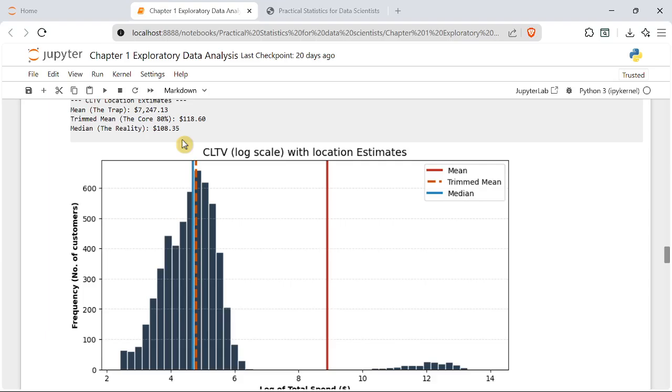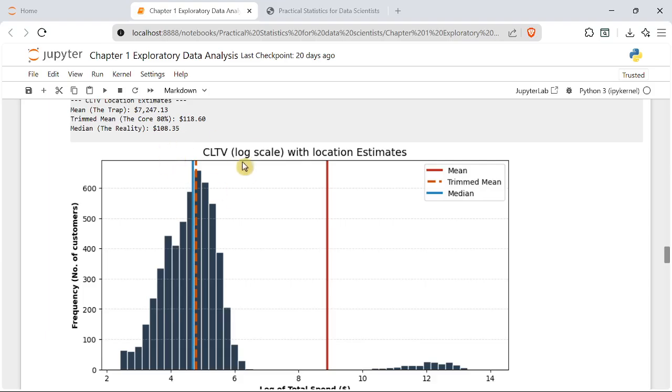Moving forward, when setting baseline customer acquisition cost budgets for standard digital campaigns, we must anchor our financial models to the median, absolutely not to the mean.